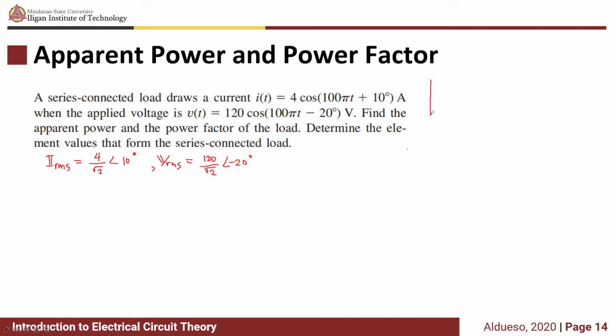If we plot the phasor diagram, this is our voltage, angle of negative 20 degrees. This is our current, angle of 10 degrees. The difference between the voltage angle and the current angle is equivalent to negative 20 minus 10, we have negative 30. So this should be our theta Z, meaning our load is capacitive.